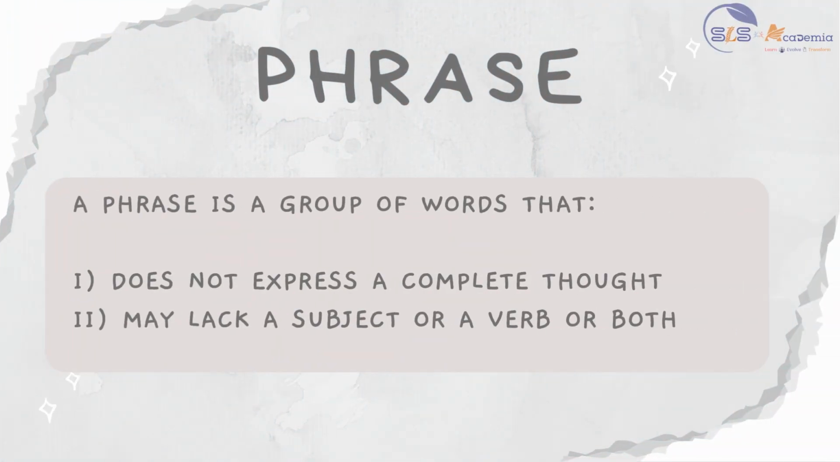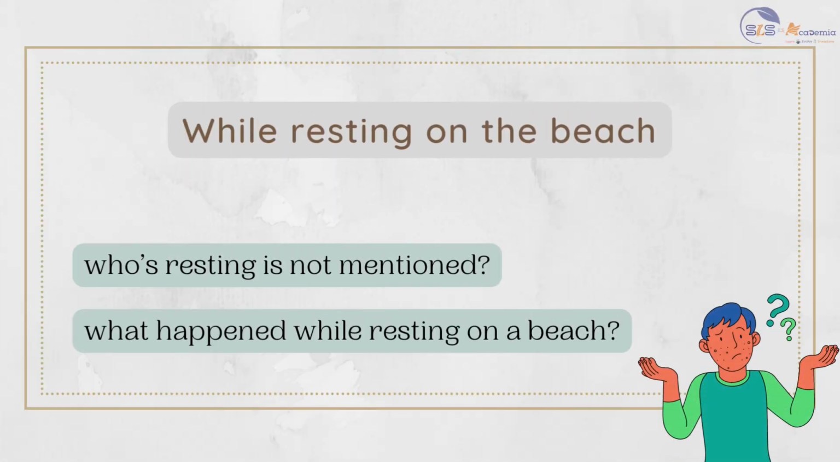The next part of a sentence is a phrase. A phrase is a group of words that does not express a complete thought. It may lack a subject or a verb or both. For example, take a look at this sentence. While resting on the beach. This phrase lacks a subject. Who is resting is not mentioned. This phrase also lacks a complete idea. What happened while resting on the beach is also not given.